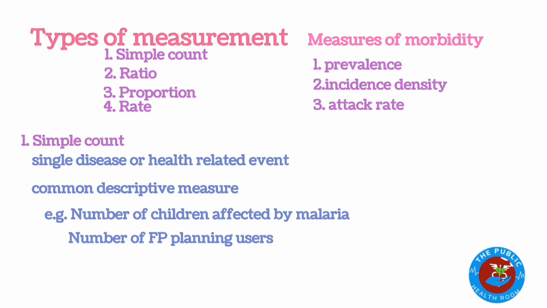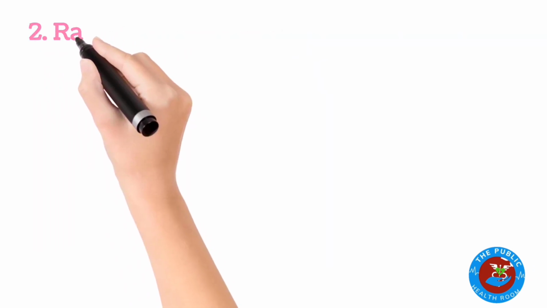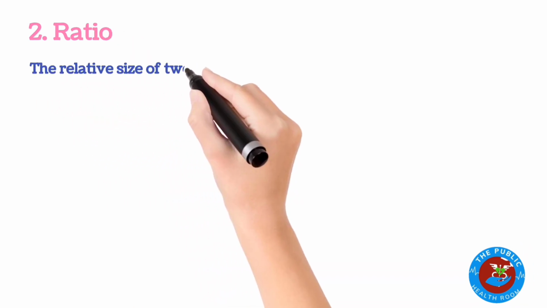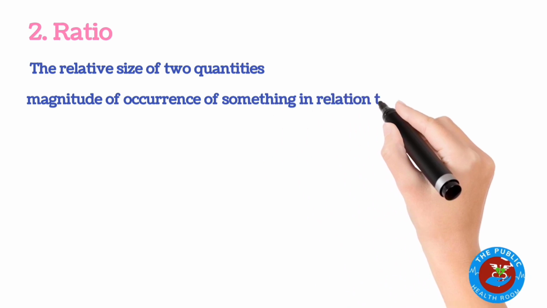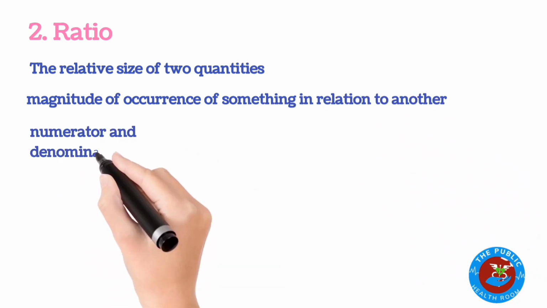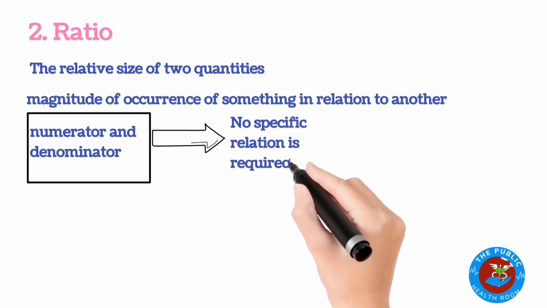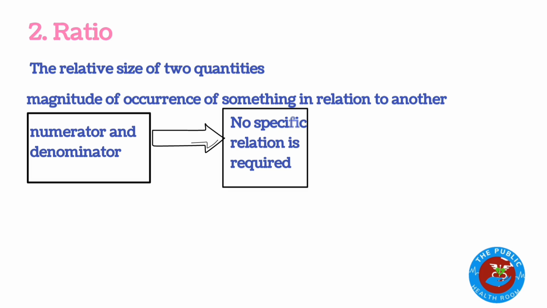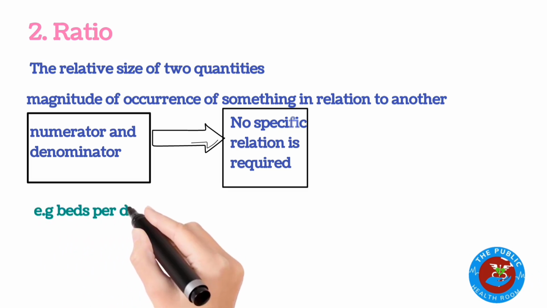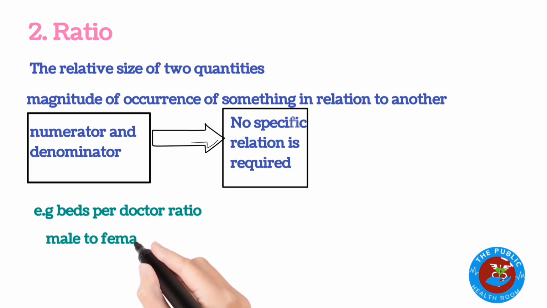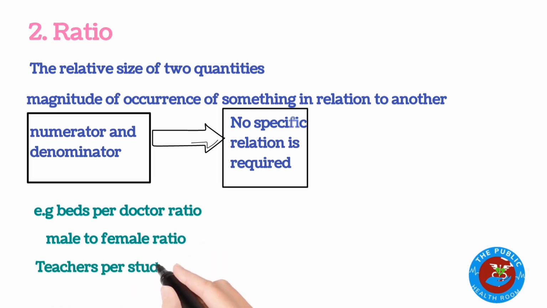Ratio. A ratio is the relative size of two quantities. It quantifies the magnitude of occurrence of something in relation to another, one character divided by another. No specific relationship is necessary between the numerator and denominator, and the numerator is not necessarily included in the denominator. Examples: beds per doctor ratio, number of students per facilitator, health facility per catchment population.